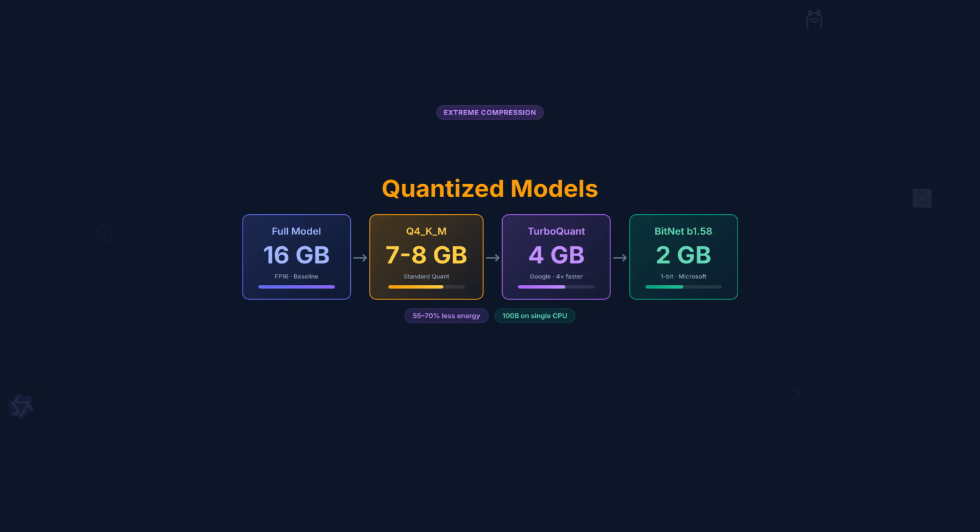Microsoft's BitNet takes it to the extreme, 1-bit quantization, 2 GB. Runs a 100 billion parameter model on a single CPU, up to 6 times faster. 70% less power. The GGUF format handles all of it. Q4_K_M, TurboQuant, BitNet, one file format, total flexibility.